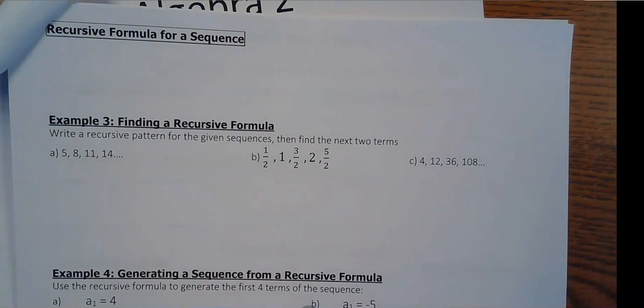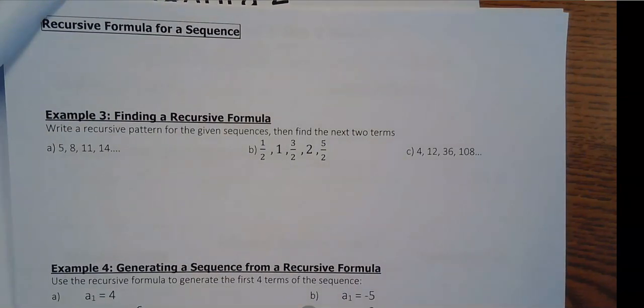Okay, now how to write the formula. Okay, so I want to write the formula. I don't want to just write the sequence. I want to actually write it. So on the front side, I had you just describe what to do. Like you added 2, you multiplied by 5, you divided by 2, whatever it was. Well, now we want to write a formula for it.